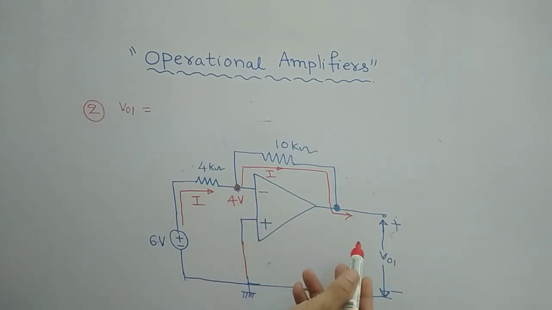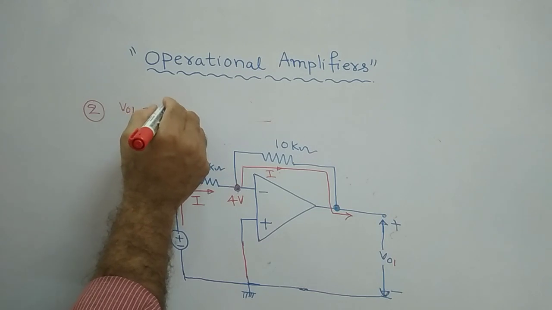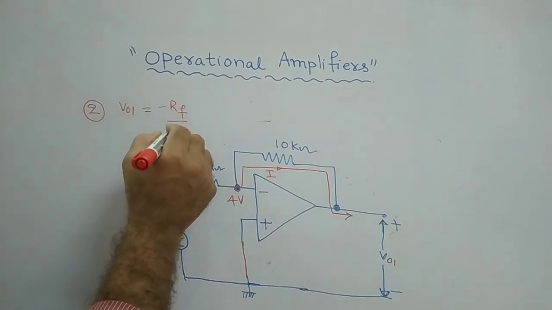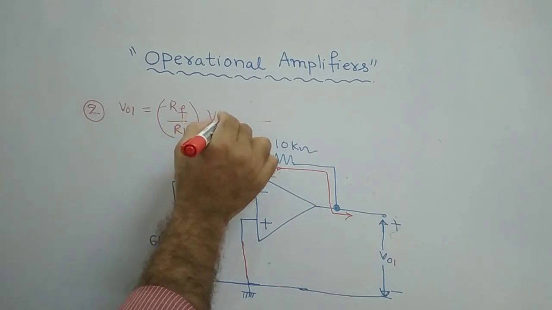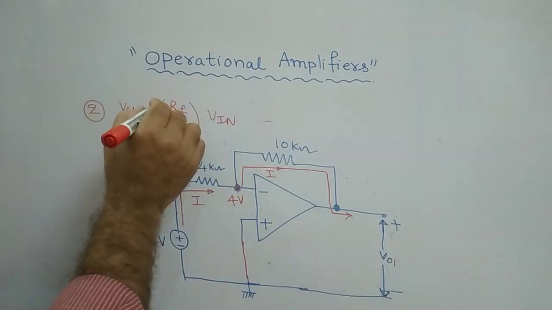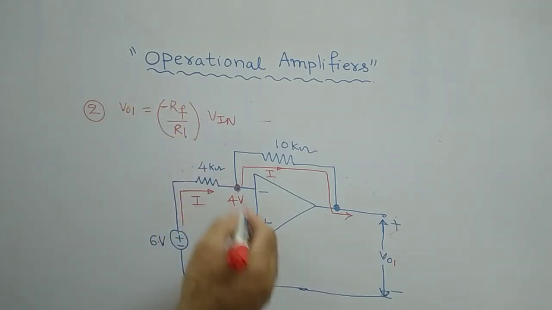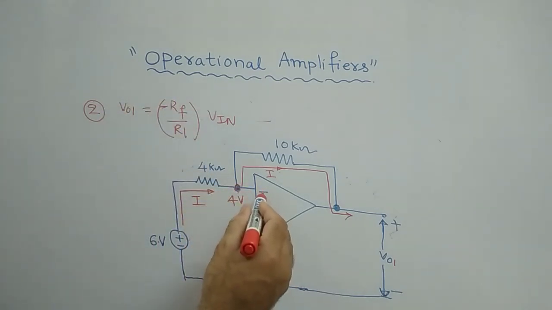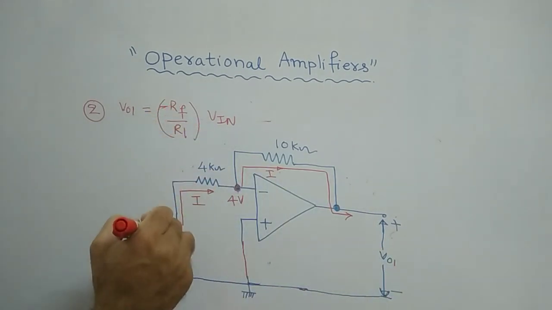It is an inverting amplifier. Therefore, in an inverting amplifier, what is the output expression? What is the voltage gain, or what is the output? Output is simply minus RF by R1 into V in, the input. Clear or not? So if you make it 0, then it becomes an inverting amplifier. In an inverting amplifier, output is equal to minus RF by R1 into V in.